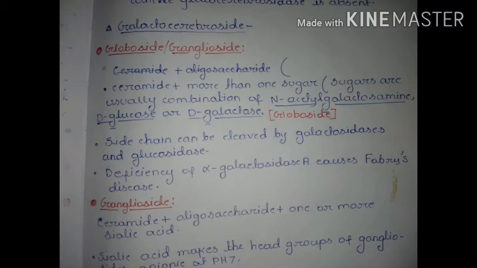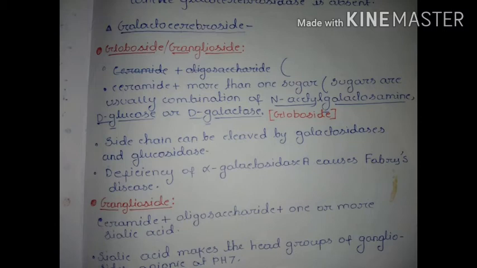So galactosidase removes the galactose which is associated with the ceramide, and glucosidase removes the glucose which binds with the ceramide. Now deficiency of alpha galactosidase A causes Fabry's disease. Fabry's disease is associated with the globoside, and when accumulation of the globoside occurs, it results in a disease that is called Fabry disease.